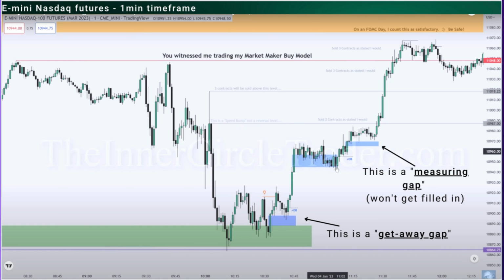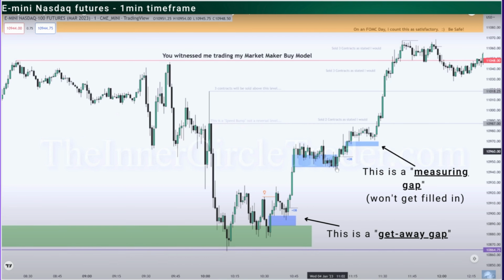Then we get a fair value gap that gets filled and the price keeps going higher. And then we get another third blue fair value gap, which is our measuring fair value gap, which is not even going to get touched or filled. But as we said before, the measuring fair value gap is useful for us to understand what is going to be our target in the price movement.